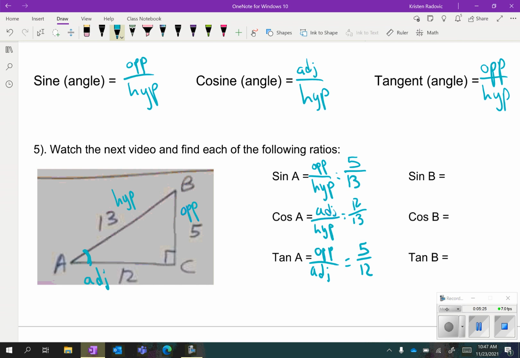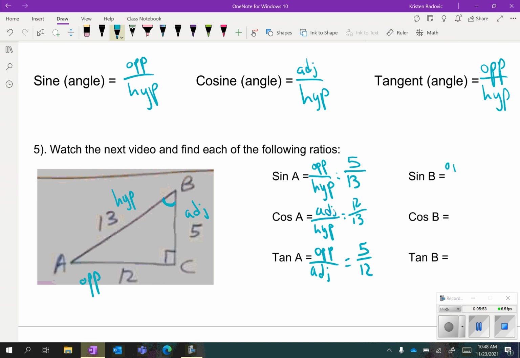In order to do part B, you have to erase everything you just did. Not everything, your hypotenuse is still going to stay the same. But now you're looking at angle B. So you have to change it and identify a new opposite and a new adjacent, because now 5 is next to the angle you're looking at, and that would make it adjacent. And 12 is opposite the angle you are looking at.